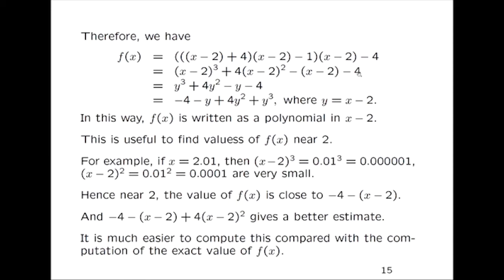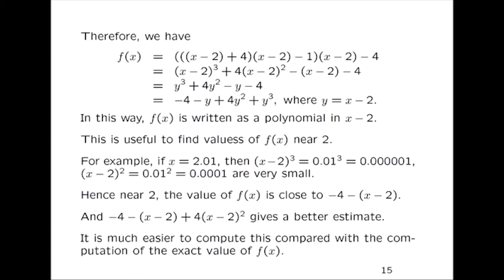Then it's a little complicated, so from here to here it may be difficult to see, but minus 4, I kept it here, and then x minus 2 minus 1, so you get x minus 2 here, and the next part is x minus 2 squared here, so if you multiply x minus 2 three times, you get x minus 2 cubed, plus 4 times x minus 2 squared, minus x minus 2, minus 4. What am I doing?